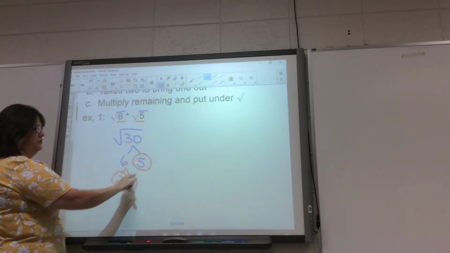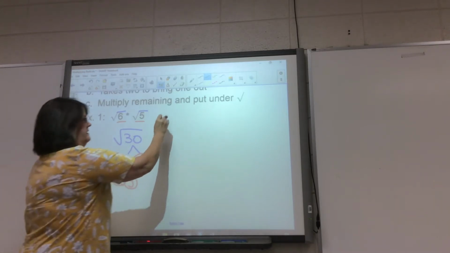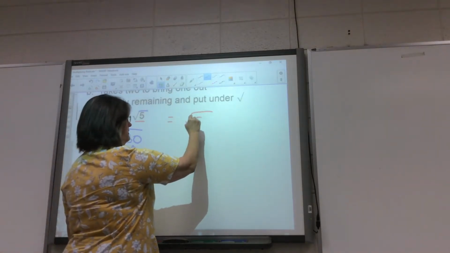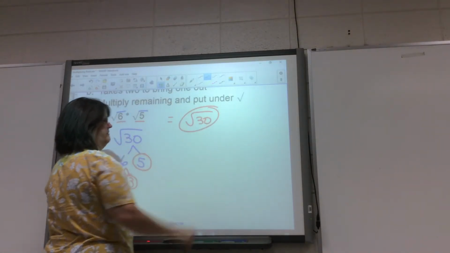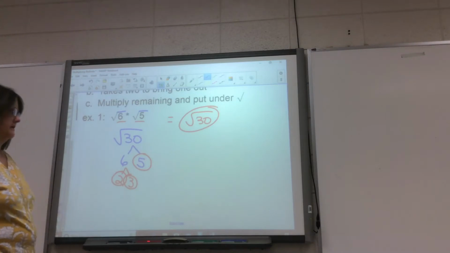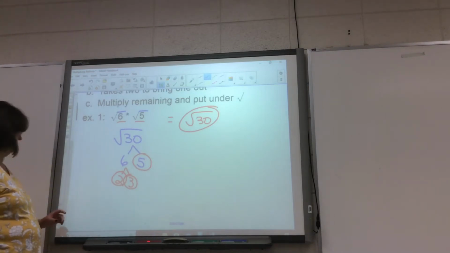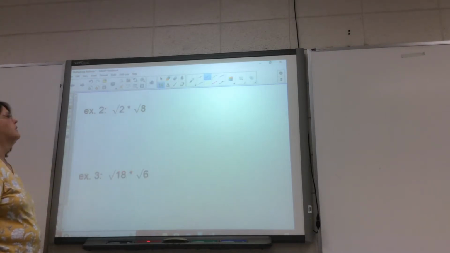There are no two numbers that are the same. So this is just the square root of 30. Sometimes you go through the motions of simplifying and they simplify, and sometimes they do not. And if they don't, you're just done.